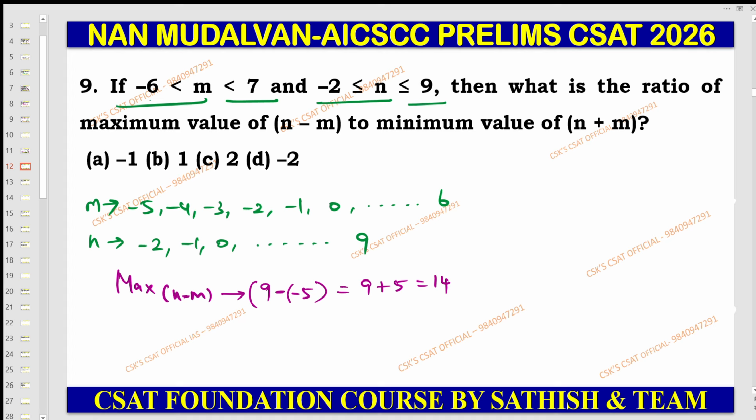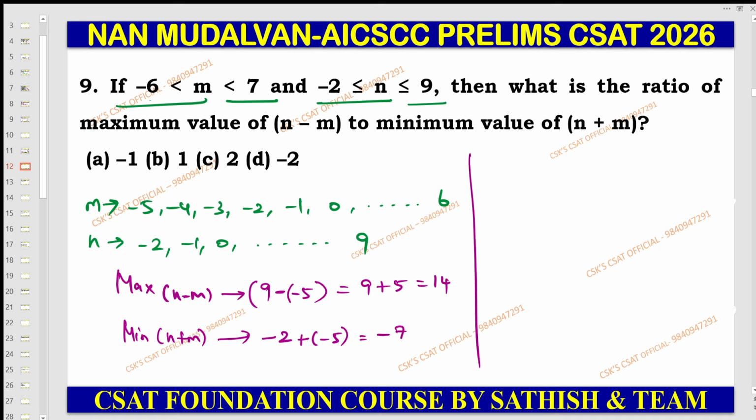Everyone understood the logic part? Next, the minimum value of n plus m. What is the minimum value of n? -2. Right? -2. Everyone understood? -2 plus, what is the minimum value of m? -5. So which becomes -7.